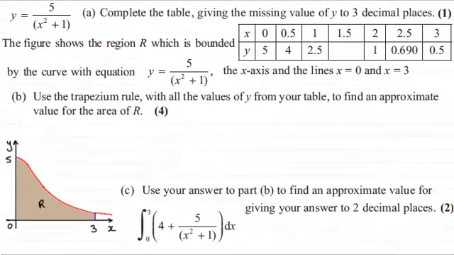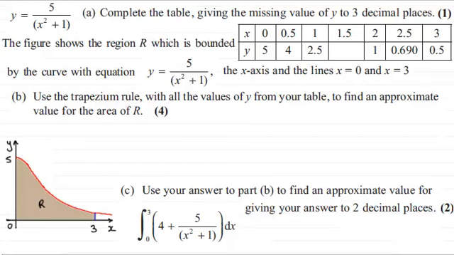Hi there. Now, this is a question based around the trapezium rule. What we've got is that we're given this equation here, y equals 5, all divided by x squared plus 1. And in the first part, we're asked to complete the table, giving the missing values of y to three decimal places. And that's for one mark. So if you'd like to just do that part first, give you a moment to pause the video if you haven't done it already.